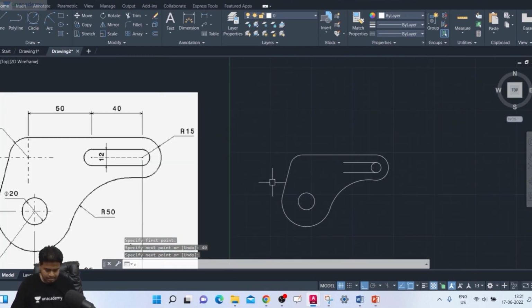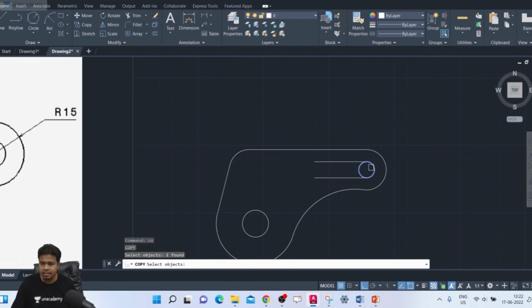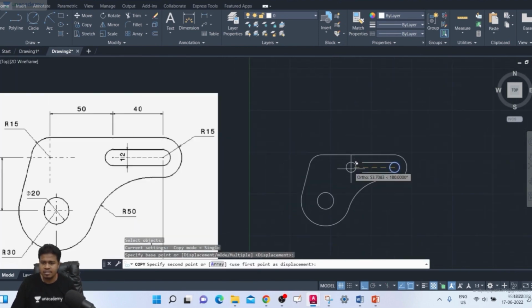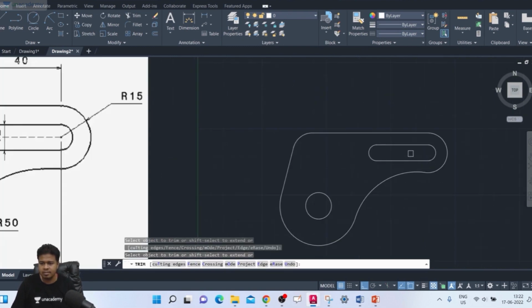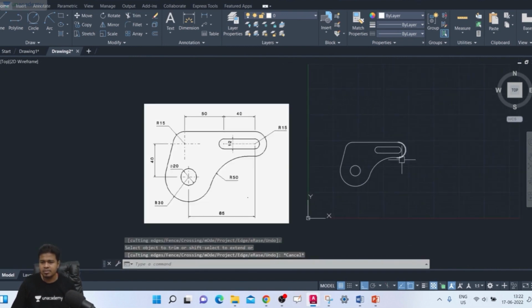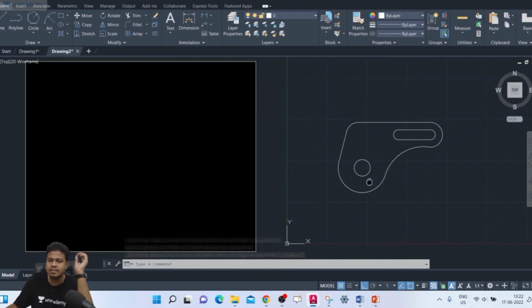Now you can copy this circle. Copy this circle to this side as well. How much should the distance be? 40 again. Now you can trim it. Trim this one, trim this one. So this is how it will look. Okay, this is done and dusted.